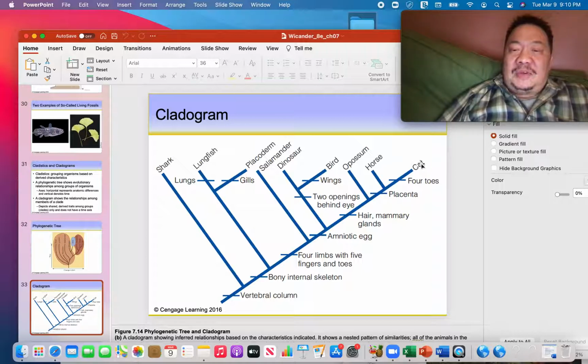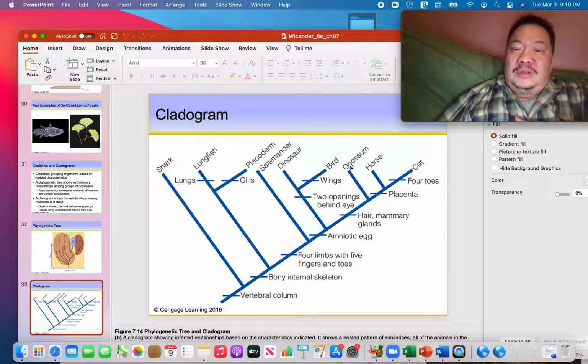Well, the cladogram shows that cats are more closely related to the horses, and you can see they both have something in common. They both have a placenta, meaning that when you're in your mother's womb, you know about the placenta, right? We'll talk more about it, but it's a food source. So they both have that in common.